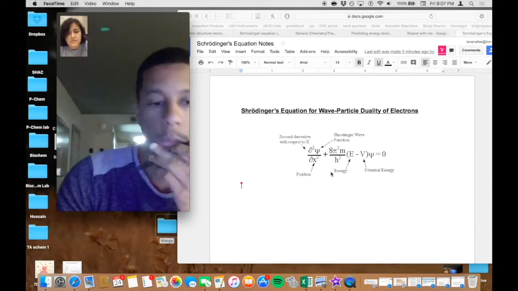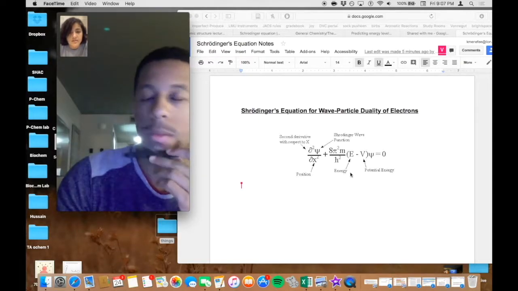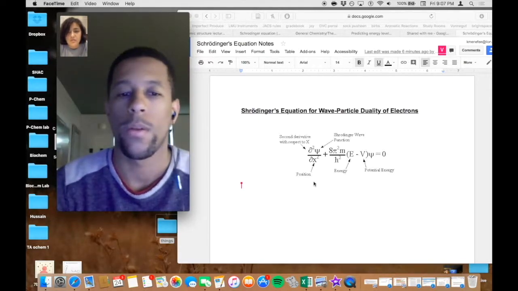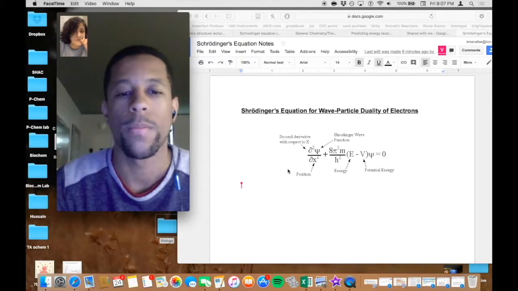Cool. And so all of these different variables, I see all of their significances. So it relies on the energy and potential energy of the particle, as well as the position of the electron. Okay. And just remember that h is Planck's constant. Right, okay.